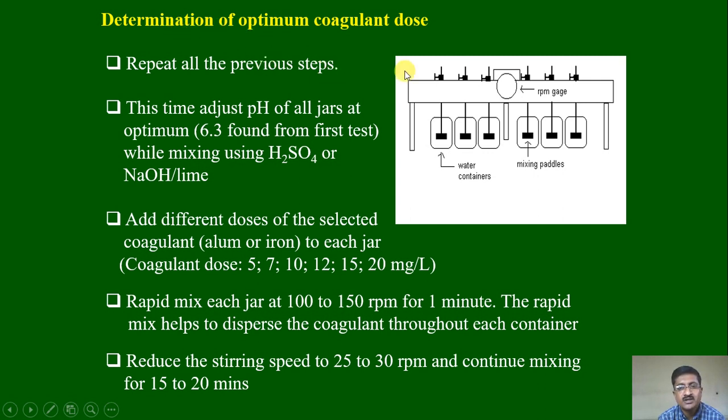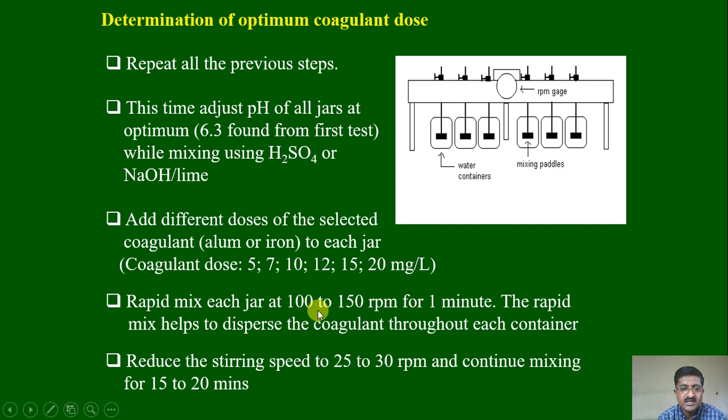Okay, and now this particular process again indicates the determination of the optimum coagulant dose, right? This time, adjust the pH of all jars to the optimum, that is 6.3, found from the first test. While mixing, using H2SO4, NaOH or lime, add different doses of the selected coagulant, alum or iron, to each jar. Coagulant dose may be 5, 7, 10, 12, 15, 20 mg per liter.